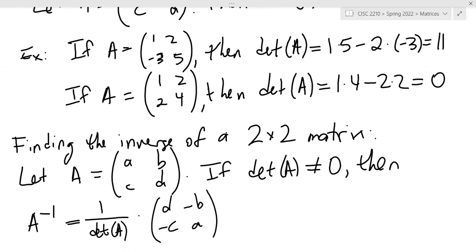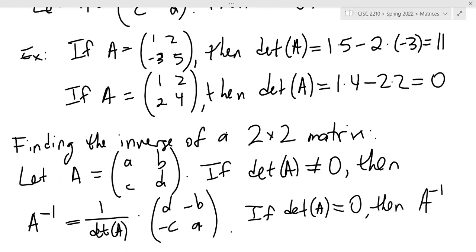Now, how in the world did we get this formula? You can actually figure it out on your own if you really think about it, but it doesn't matter. We don't need to understand it. So this is the formula. I will show an example in a minute. But this is all if the determinant of A is not equal to 0. If the determinant of A is equal to 0, then the inverse doesn't exist. A inverse doesn't exist.